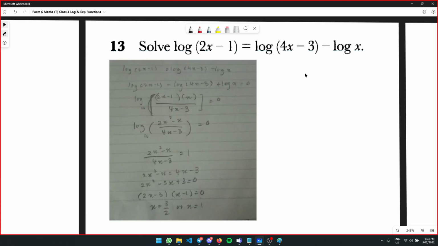Okay, let's go to the question. Solve log 2x minus 1 equals log 4x minus 3 minus log. So how will we approach this?